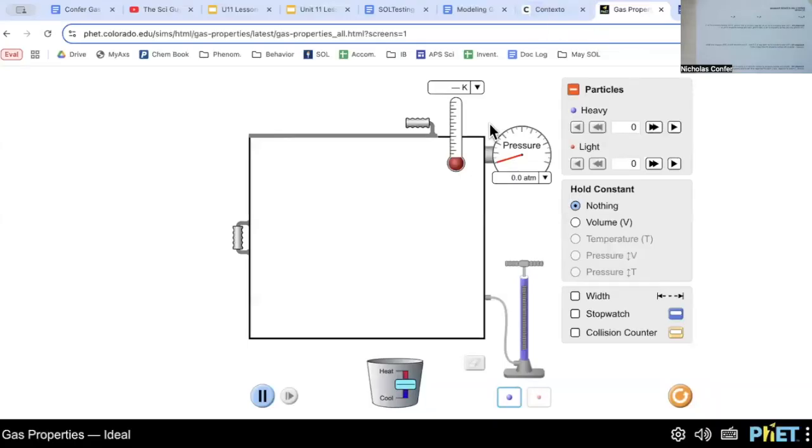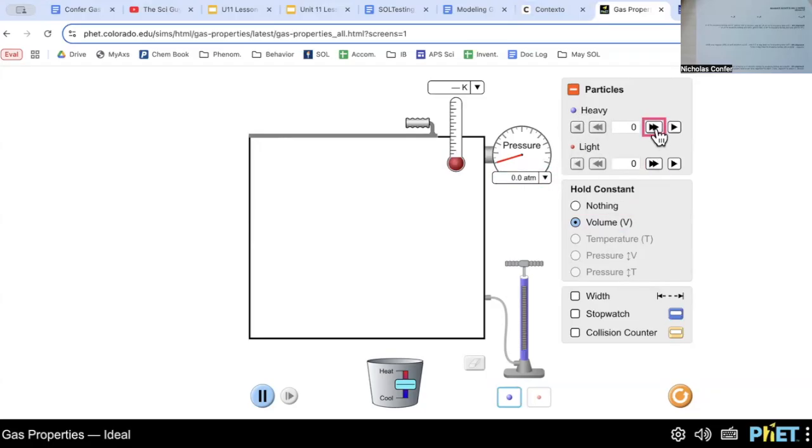Hello, everybody. We're going to talk about the second half of lesson 3, which is Dalton's law of partial pressures. I want to start by showing you real quick in the simulation that we used where this comes from. So I'm going to go in here and hold the volume constant. I'm going to add some particles, and notice that these are two different types of particles. So I've got the heavy gas and the light gas.